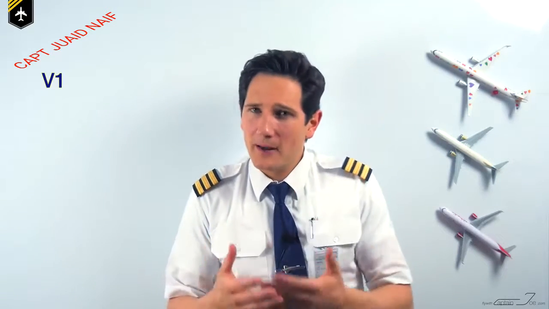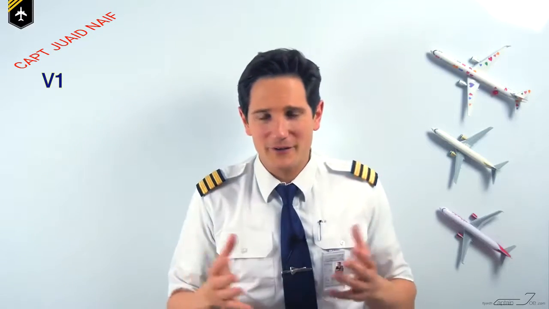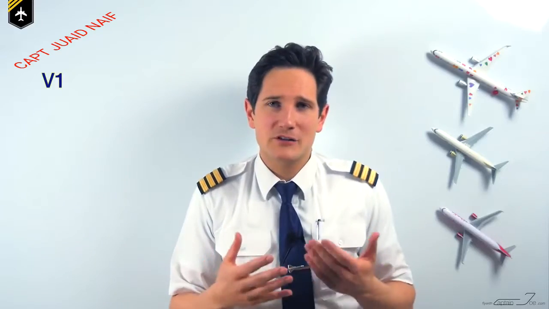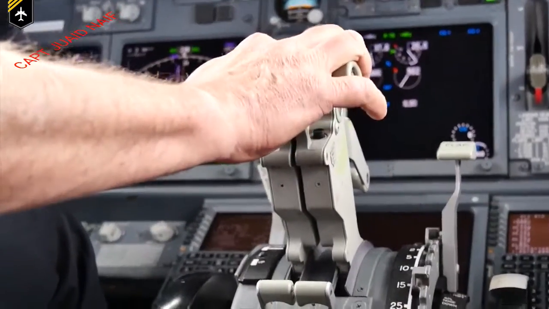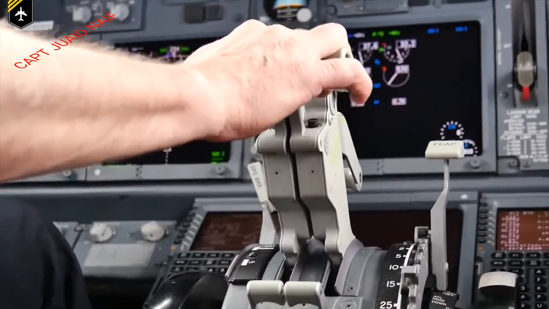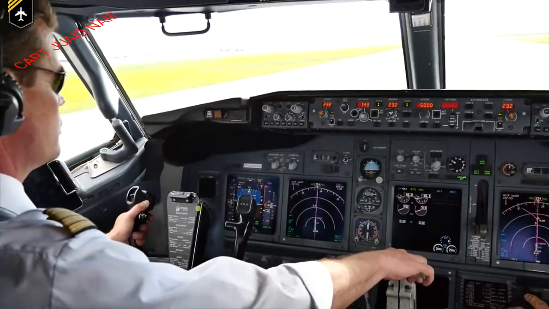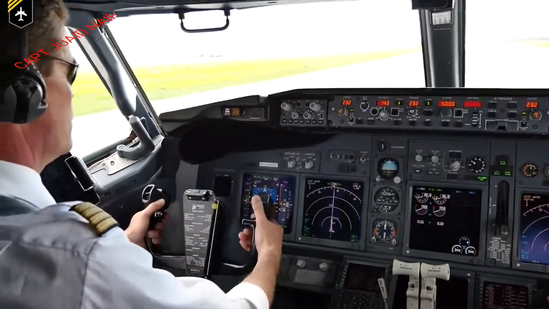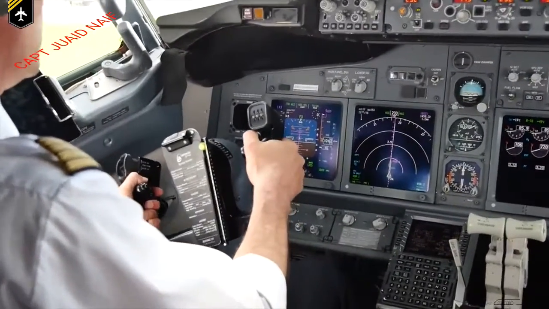Now if it's just a minor failure, you can continue the takeoff, but that's a whole other video about the stop or go decision making. And besides that, this is one of the reasons why the captain keeps his hands on the throttle until the pilot monitoring calls out V1, and then he moves his hands away from the throttle to not inadvertently abort the takeoff after V1 in case of a failure.